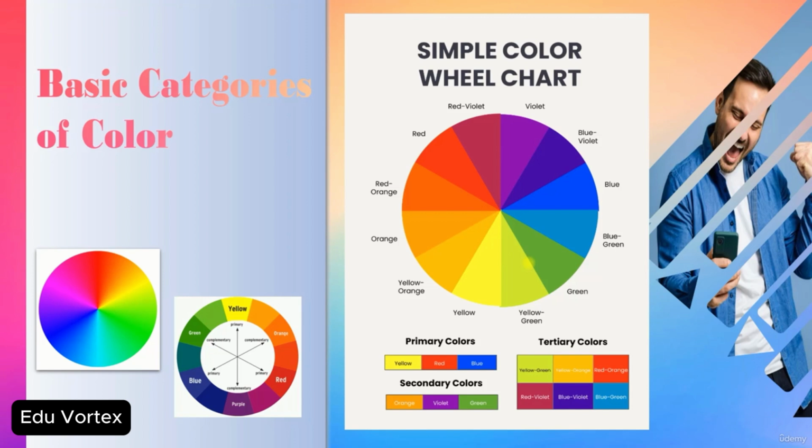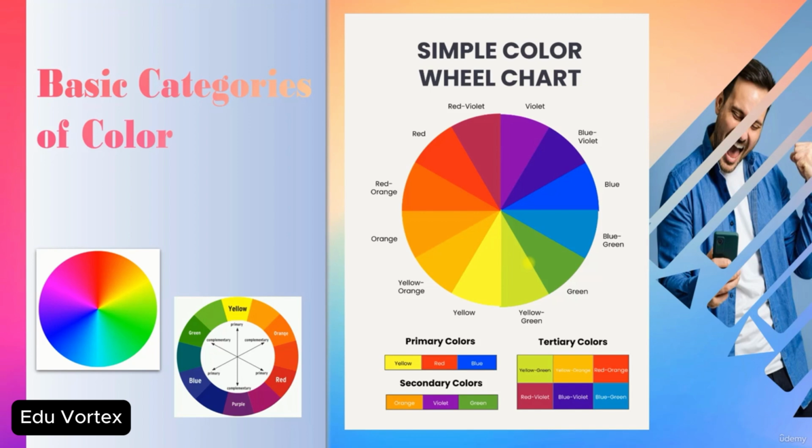Then we move on to the secondary colors, which are orange, violet, and green. Then we move ahead to the tertiary colors, which are the result of the combination between yellow green, yellow orange, red orange, red violet, blue violet, and then blue green.